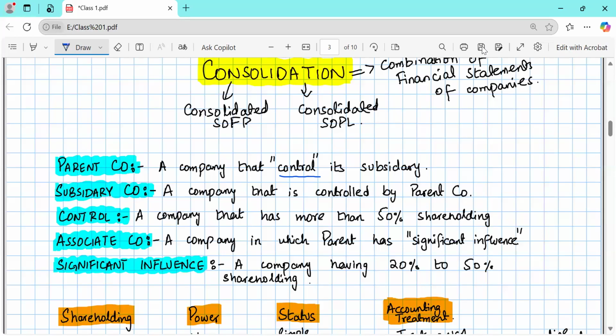Now, there's a difference between control and significant influence. Control means that you have the power to change the decisions of the company. You can appoint the directors, you can change the decision making of the company. So you have the power. While significant influence means you can just influence the decision. You cannot change the decision.